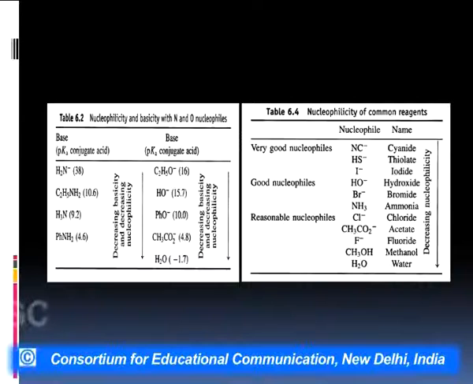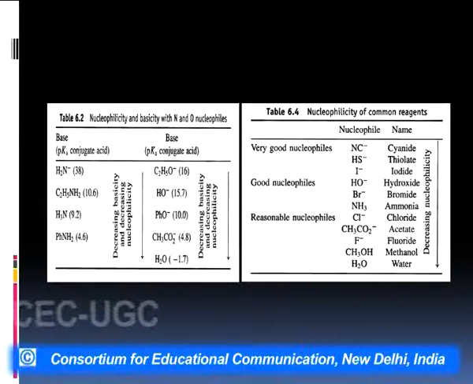So just by looking at the nucleophiles, you can decide whether the reaction will proceed through an SN1 or an SN2 mechanism. What we've discussed till now is the nature of the substrate, the leaving group, the solvent and the nucleophile. They will help us in deciding whether the mechanism will be SN1 or SN2.